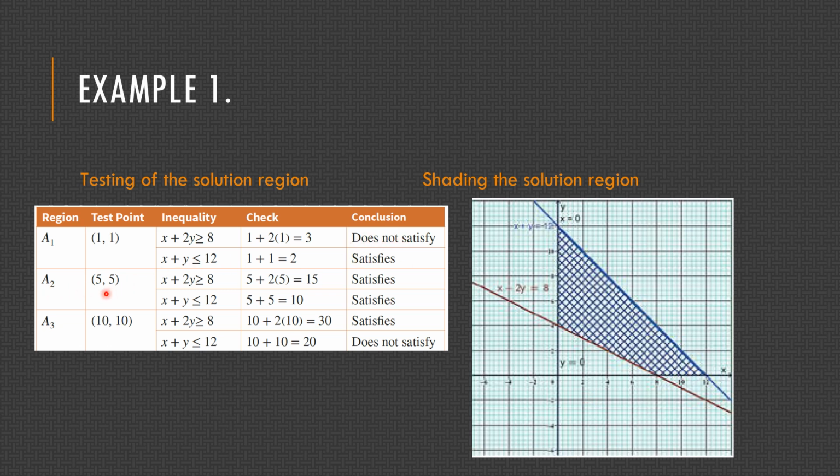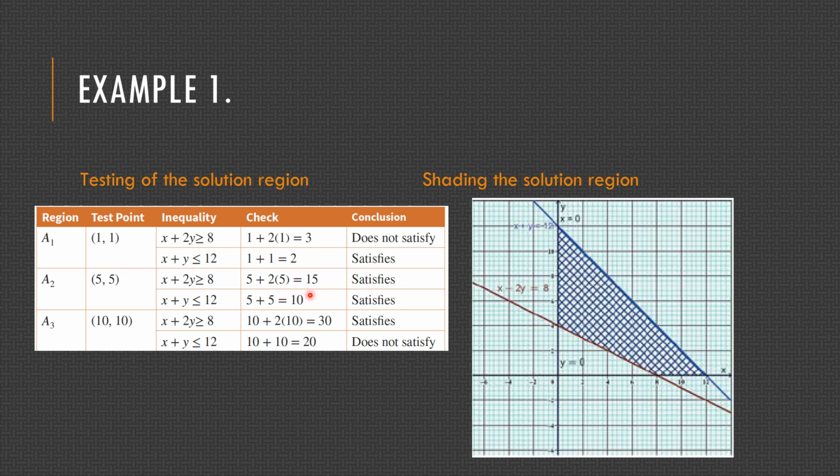So look at space 2. We can take (5, 5), for example. You are going to realize that it satisfies here, it also satisfies here, because 15 will be greater than 8, then 10 will also be less than or equal to 12. It means that the point (5, 5) satisfies the two inequalities. You just substitute x here, substitute y here, find the answer, and it will be 15. Repeat the same process for this other inequality, and the answer will be 10.